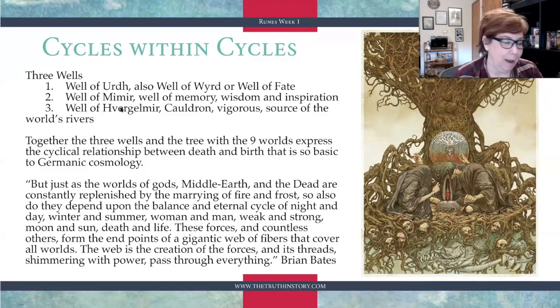I love this. I'm a huge fan of the book called The Way of Wyrd by Brian Bates. He writes, "But just as the worlds of gods, Middle Earth and the dead are constantly replenished by the marrying of fire and frost, so also do they depend upon the balance and eternal cycle of night and day, winter and summer, woman and man, weak and strong, moon and sun, death and life. These forces and countless others form the endpoints of a gigantic web of fibers that cover all worlds. The web is the creation of the forces, and its threads, shimmering with power, pass through everything."